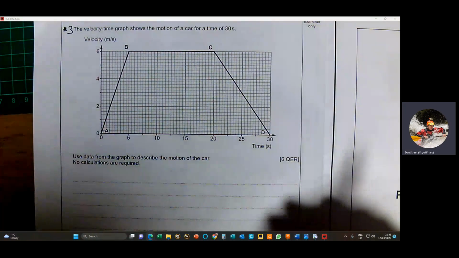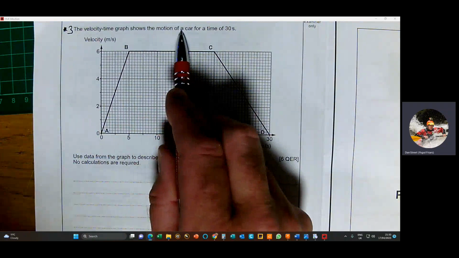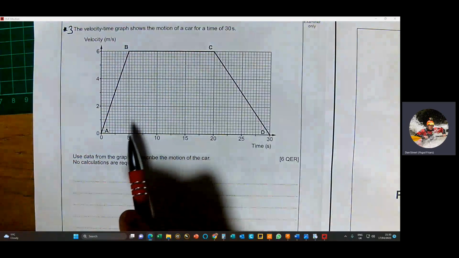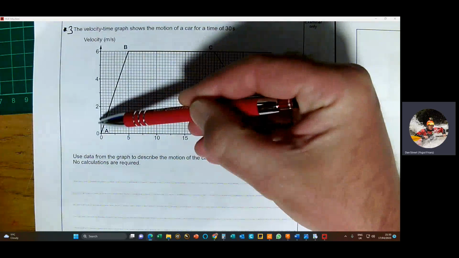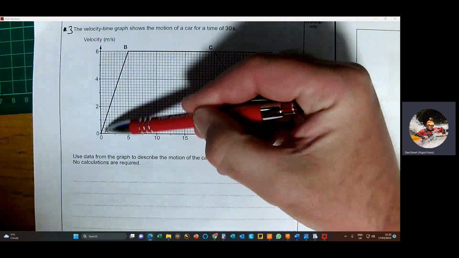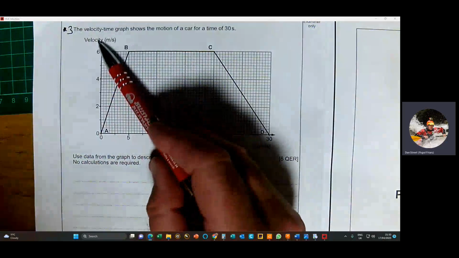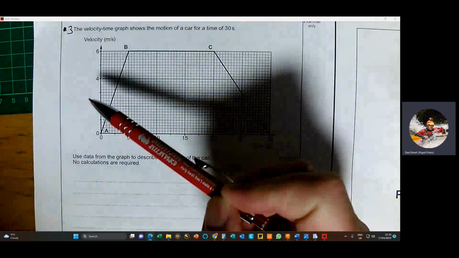Okay, so this is the foundation paper question 3. Now it says here, the velocity time graph shows the motion of a car for a time of 30 seconds. So we just need to double check that across the bottom we have time, and up the side we have velocity, because it is possible that this could be a distance graph, but this is velocity.